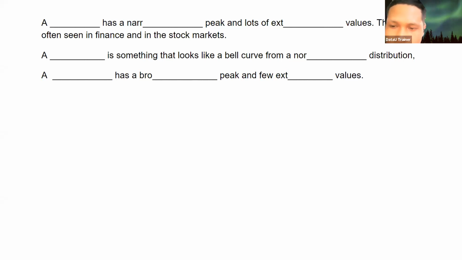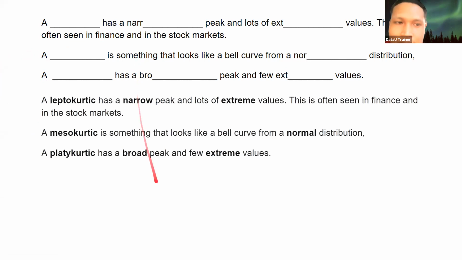Okay, I'm just going to show you the answer, because if I had shown you the picture, it would have been easier, but I skipped that. So a leptokurtic has a narrow peak and lots of extreme values. A mesokurtic is something that looks like a bell curve from a normal distribution. And platykurtic has a broad peak and few extreme values. Now I'll show you a picture very soon, but we can say a mesokurtic, is it symmetrical? Would you say it's symmetrical or not symmetrical in this case?